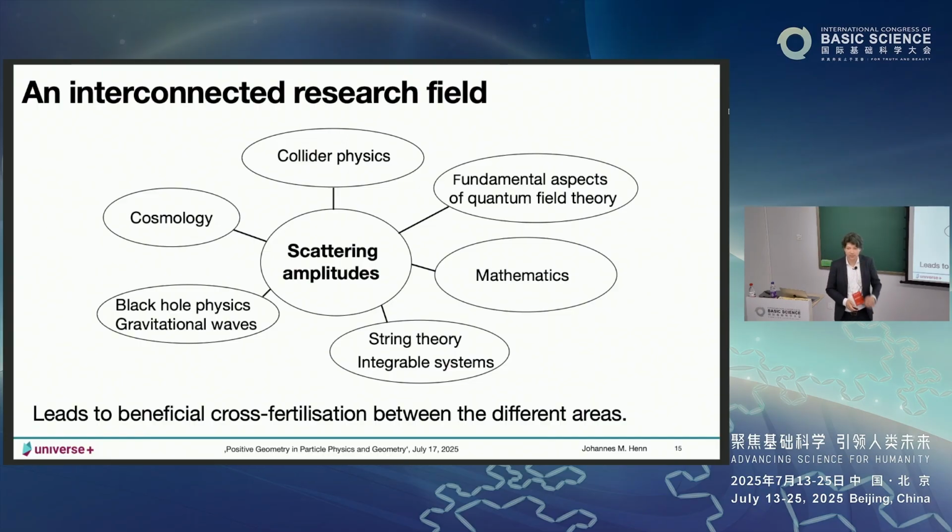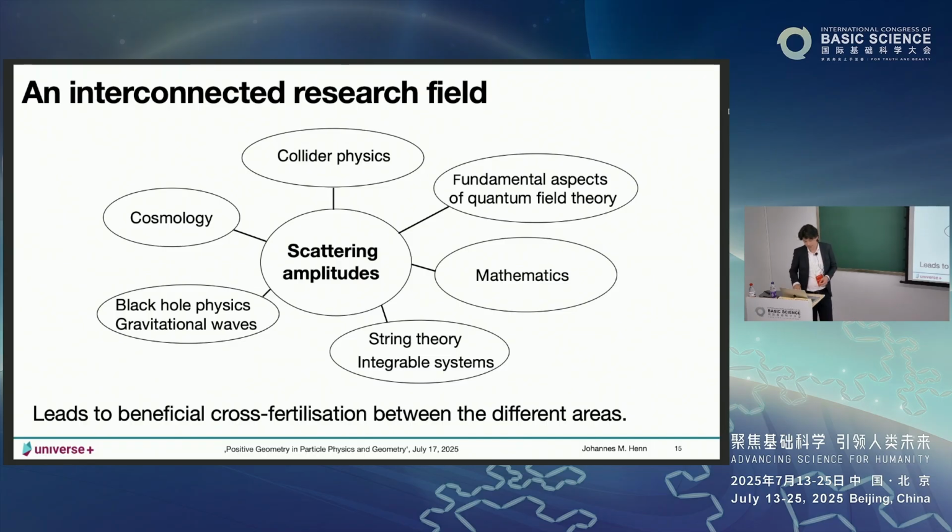A few words about this amplitudes field. I've talked about the experimental motivation, and I've already hinted that there are mathematical structures related to this. I think it's an important feature of this field that it has many different connections. I mentioned a few, but there are also connections to string theory, to integrability, and there are newer applications to black hole physics, gravitational wave physics, and, as I'll mention more in the talk, to certain aspects of theoretical cosmology. I think all those connections are a reason why the amplitudes field is thriving and profiting from this exchange of ideas.